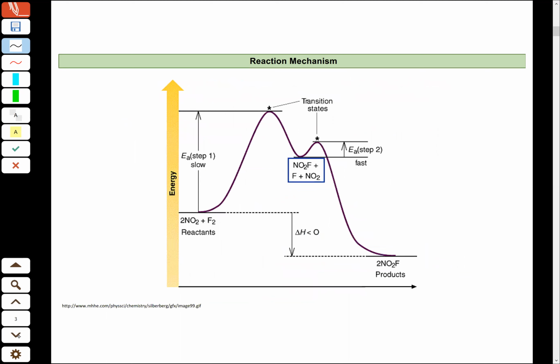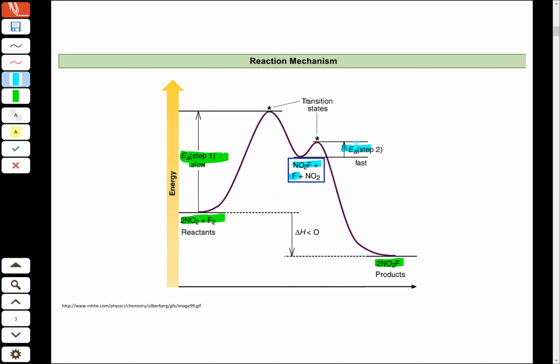Looking at this overall reaction again, we can think about it in terms of our reaction diagrams as well. And so our very first step is our NO2 plus F2, forming the intermediates NO2F and F, along with some more NO2. And that very first step has its own activation energy, shown right here.